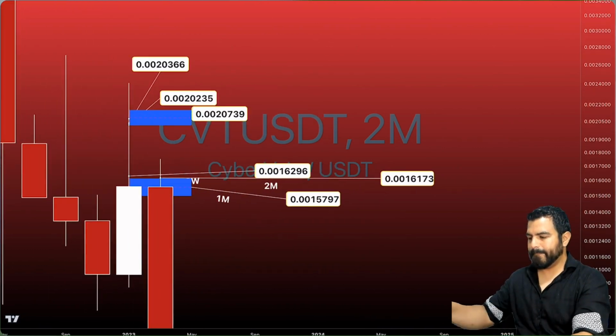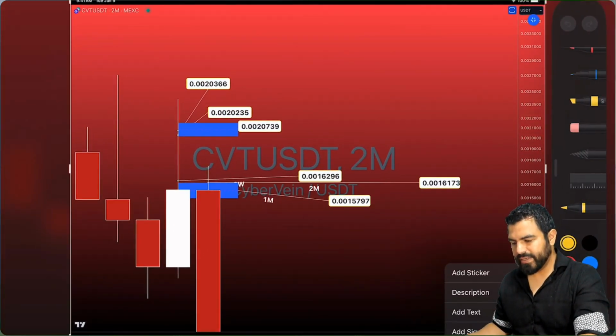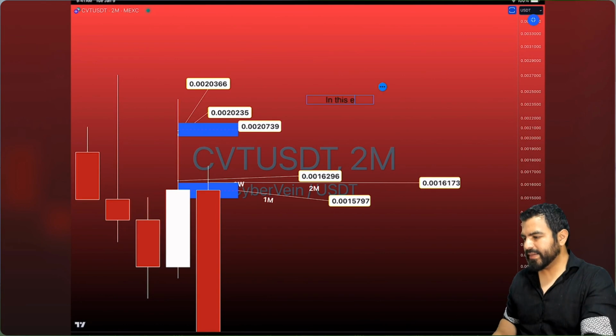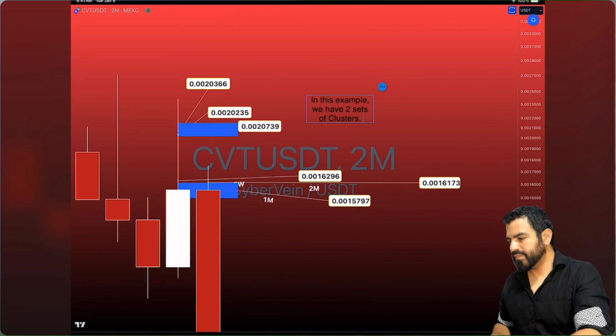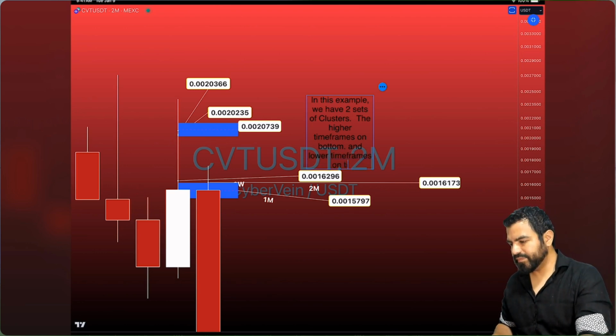Okay, let me just add that to the text. In this example, we have 2 sets of clusters. The higher time frames on bottom and lower time frames on top.